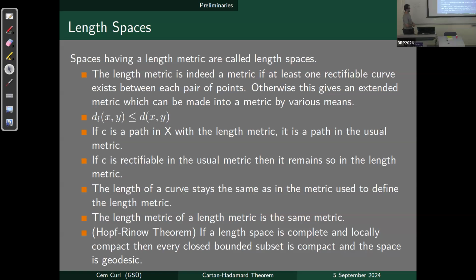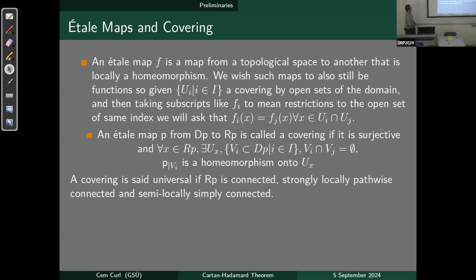And the length metric induced via the length metric is itself. Also, there is a theorem: if a length space is complete and locally compact, then every closed and bounded subset is compact, and the space is geodesic. This is very powerful, but I'm not going to get into it.